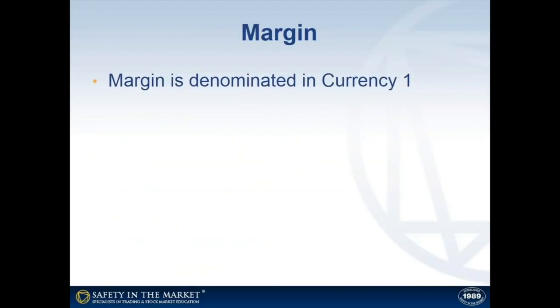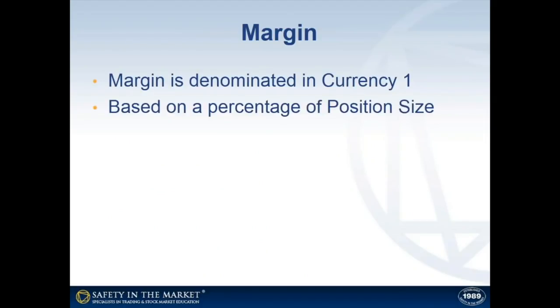All right, so margin is denominated in currency number 1, and it's based on a percentage of your position size. You remember we said that if you are taking a position of, say, 10,000 Aussie dollar US dollars, what you're actually doing is taking a $10,000 Australian dollar position size.